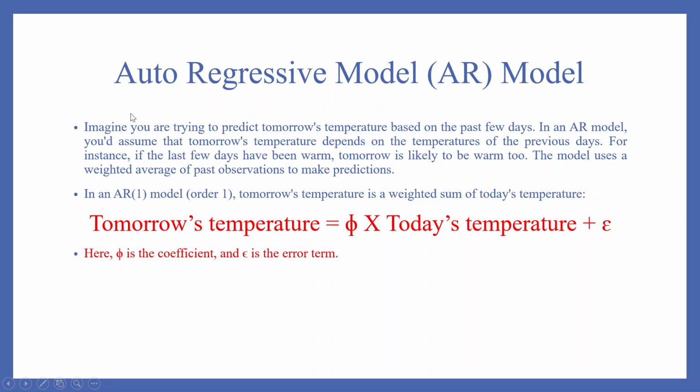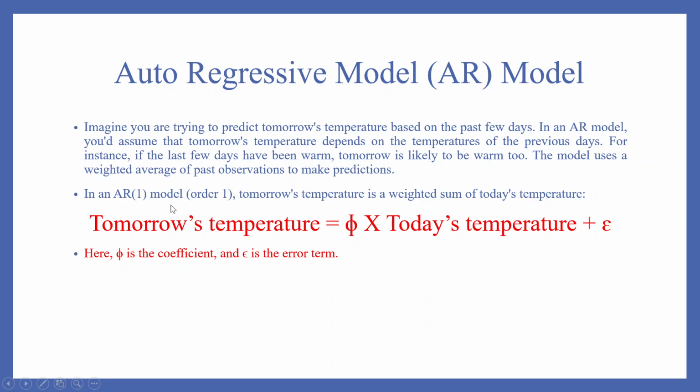So the first model is the auto-regressive model. This is an AR model. Imagine you are trying to predict tomorrow's temperature based on the past few days. In an AR model, you assume that tomorrow's temperature depends on the temperature of the previous days. For instance, if the last few days have been warm, tomorrow is likely to be warm too. The model uses the weighted average of the past observations to make the predictions.